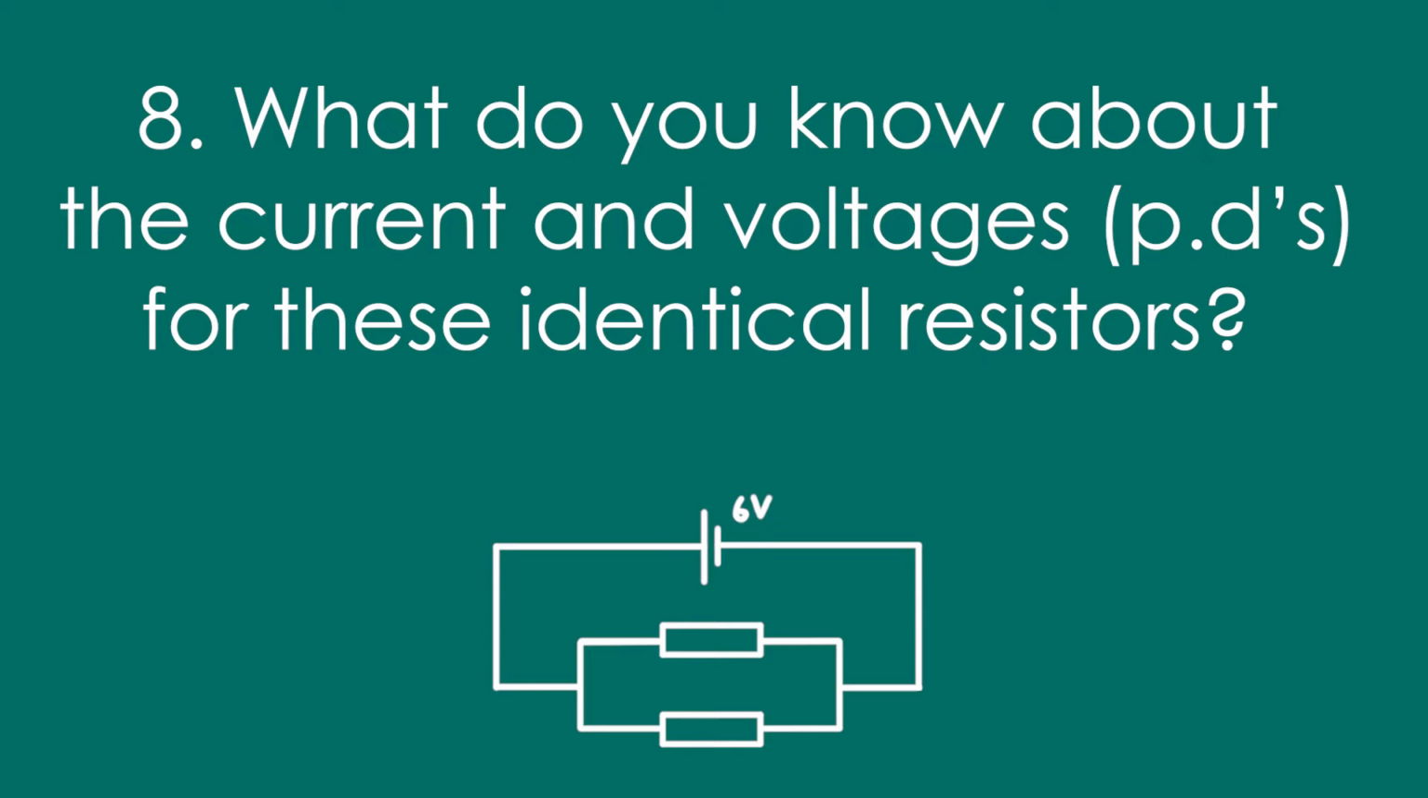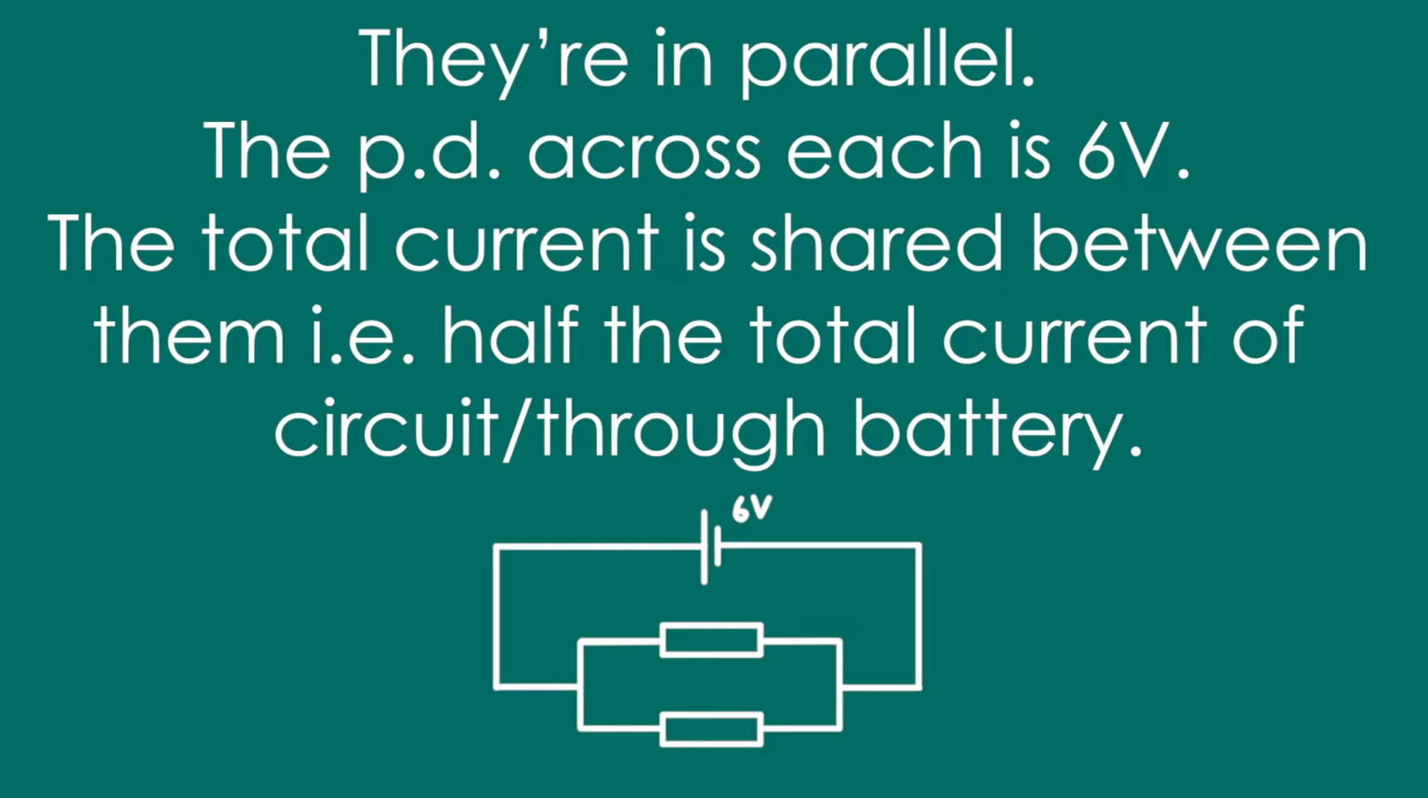8. What do you know about the current and voltages for these identical resistors? They're in parallel, even though it might not look like it. Be careful when they draw parallel circuits like this. But it does mean that the PD across each has to be the same. Anything in parallel has to have the same PD, so it's 6 volts across each.